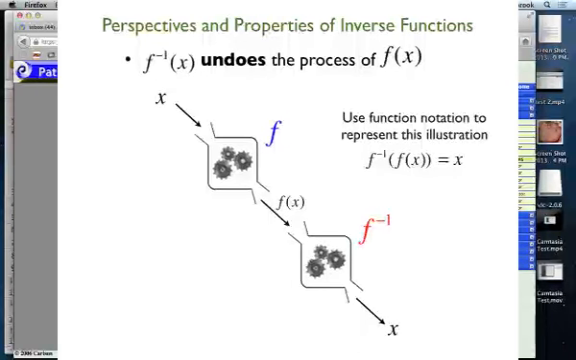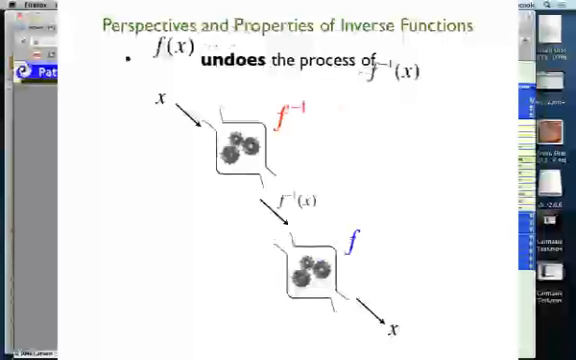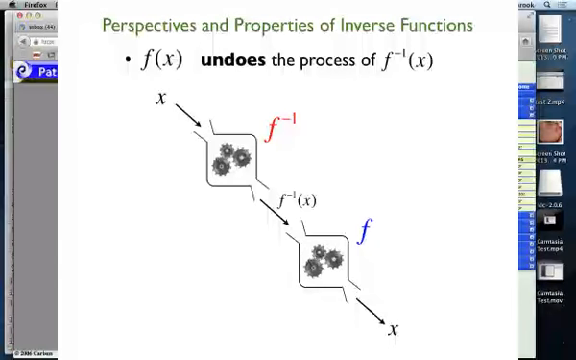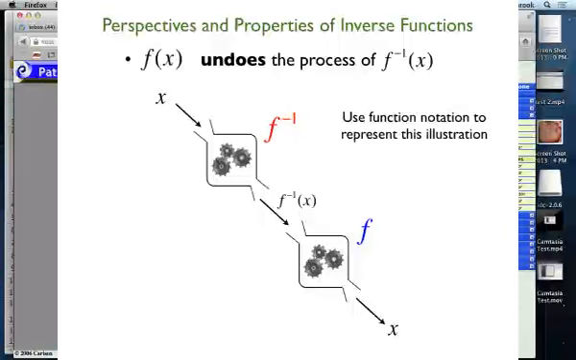Watch this. Ready? Okay, so if F inverse undoes F, then F undoes F inverse. Any questions on that? Use function notation to represent that. So how would you do function notation? This should be easy now. How would you use function notation to illustrate that?